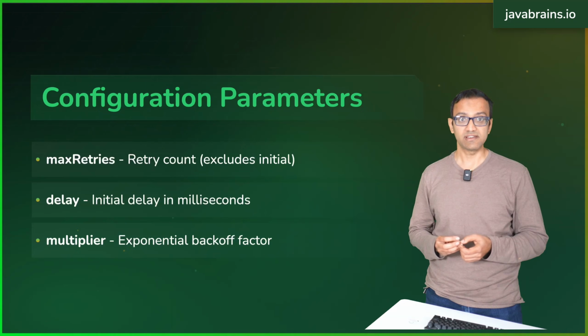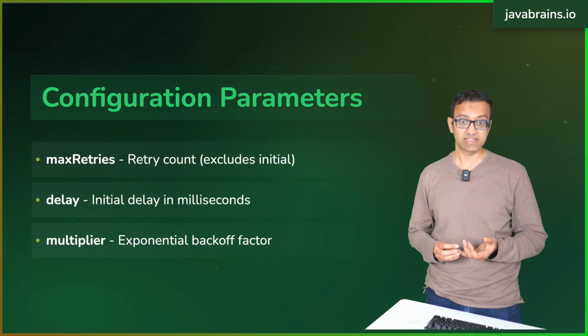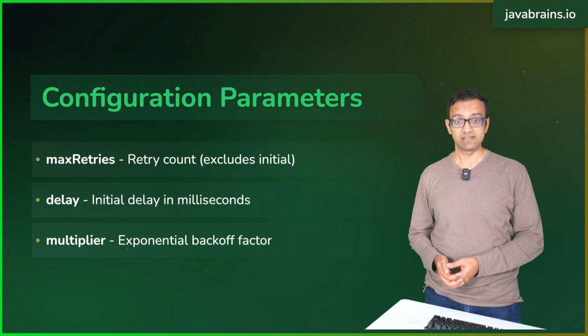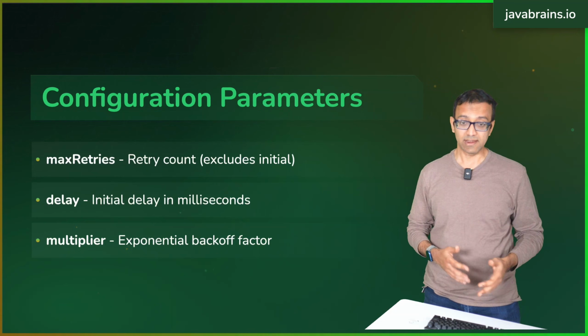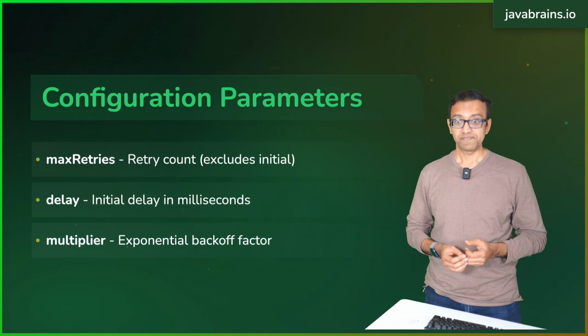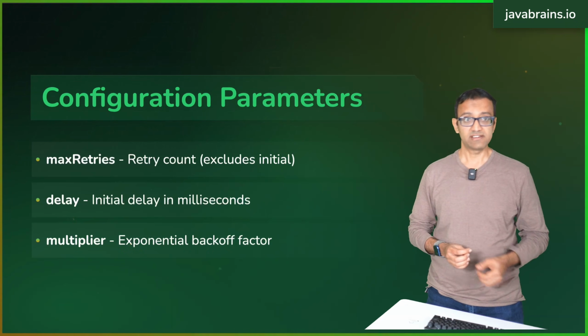You can configure it to however long you want. You want it to wait for 2 seconds, you can do that. And the more delay you add, the more latency you add to the result. If something's broken, you don't want to immediately retry. You want to wait for a while and then try. So you can configure the delay accordingly. And then the multiplier is the exponential backoff factor that I'm going to address in a bit.